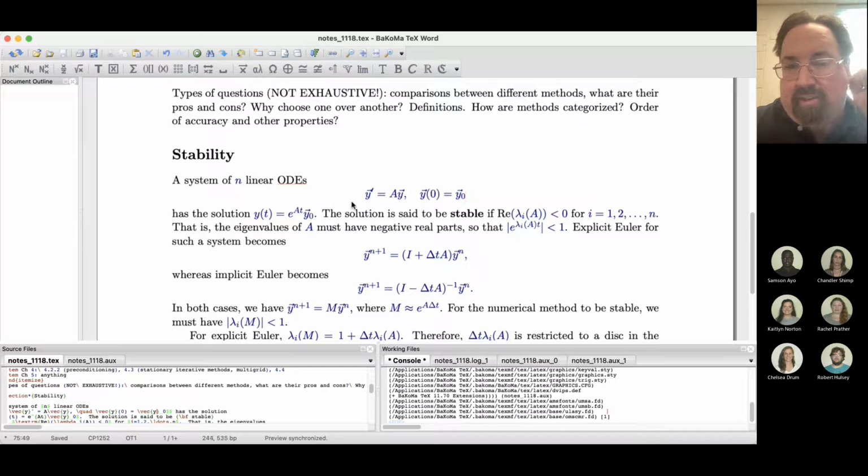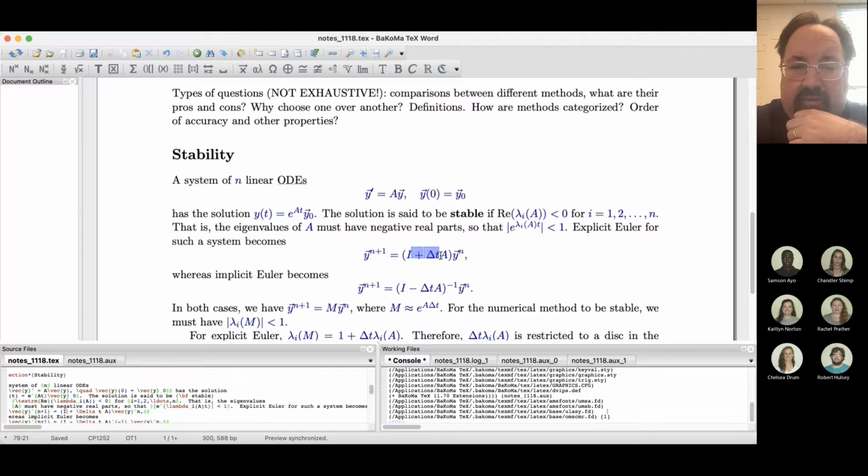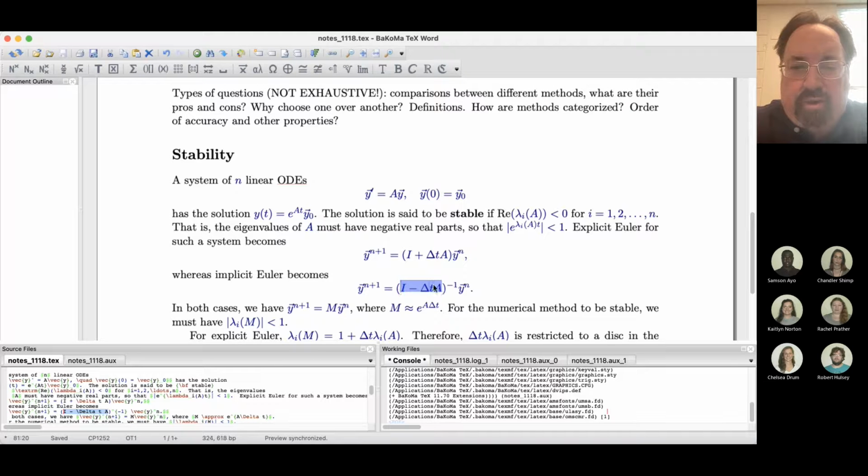So if we take a look at forward or explicit Euler for a system of linear ODEs like this one, this is how you get the solution at the new time from the old time. All you're doing is multiplying by identity plus delta t A, whereas with implicit Euler, you're multiplying by this. We see here these are the first two terms of a Taylor series for e to the A delta t, so this makes sense as an approximation. Here we have the first two terms in the Taylor series for e to the minus A delta t, but then you're taking the inverse of that, so this whole thing is also approximating e to the A delta t.